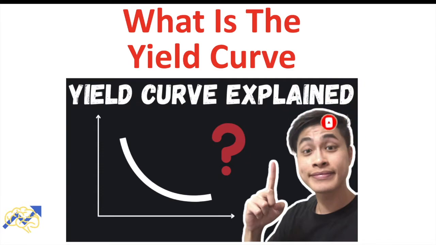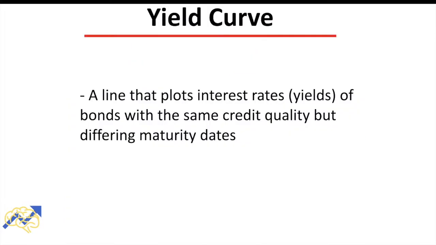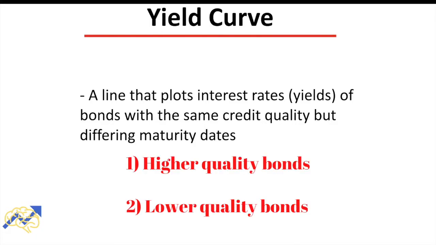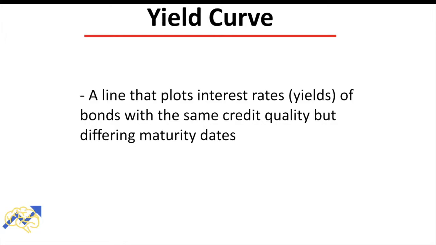Alright, so let's first take a look at what is the yield curve. Simply put, a yield curve is a line that plots the interest rates or yields of bonds with the same credit quality but differing maturity dates. So there's something that you need to know about bonds over here. For bonds, there are different kinds of qualities of bonds. So we have the higher quality bonds and lower quality bonds. So in the case of the yield curve, when we are comparing bonds with different maturity dates, we want to compare bonds with the same credit quality.